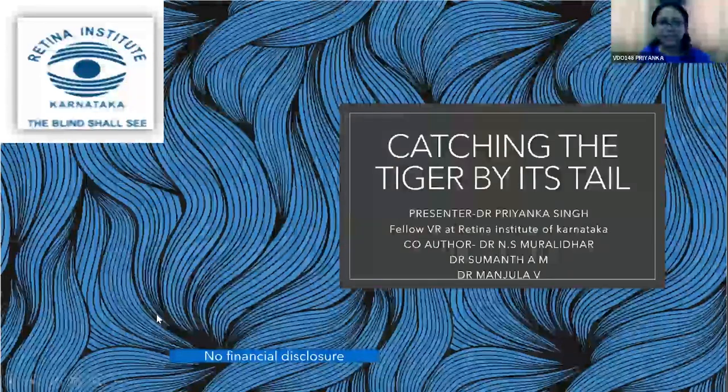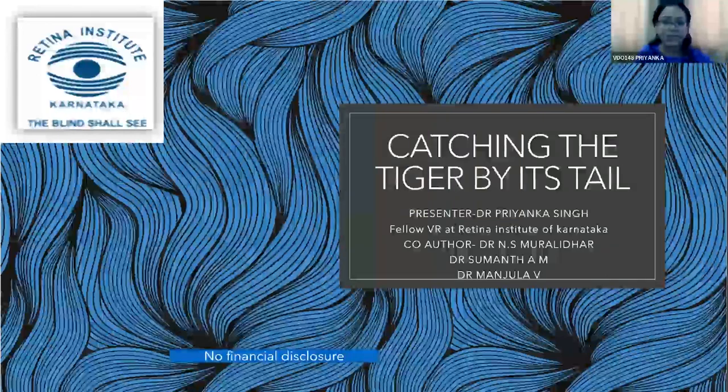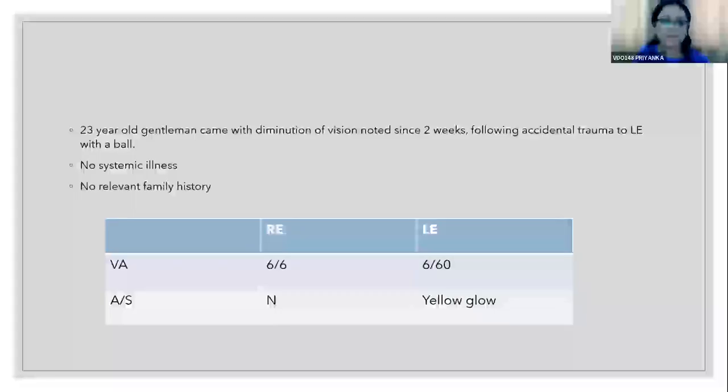Okay. So very good morning, everyone. I'll present this case. I'm a fellow at the Retina Institute of Karnataka. My case is about a 23-year-old gentleman who came with diminution of vision, which he noted 2 weeks back following an accidental trauma to the left eye with a ball. He had no systemic illness and no other relevant family history.